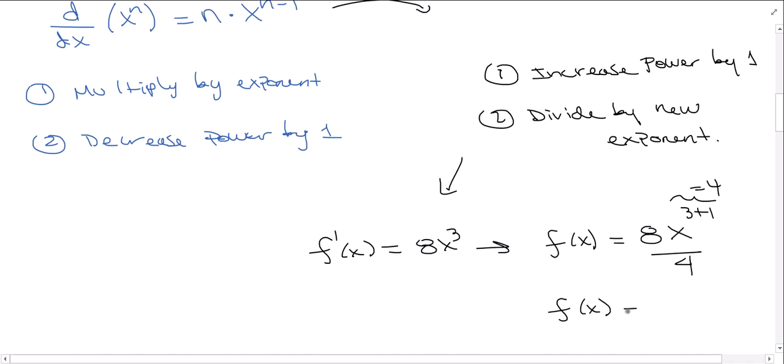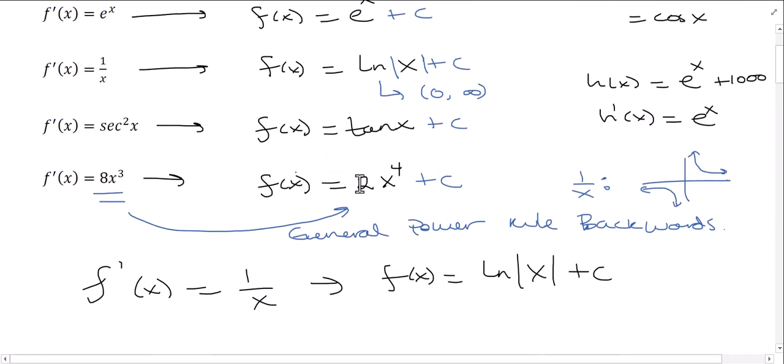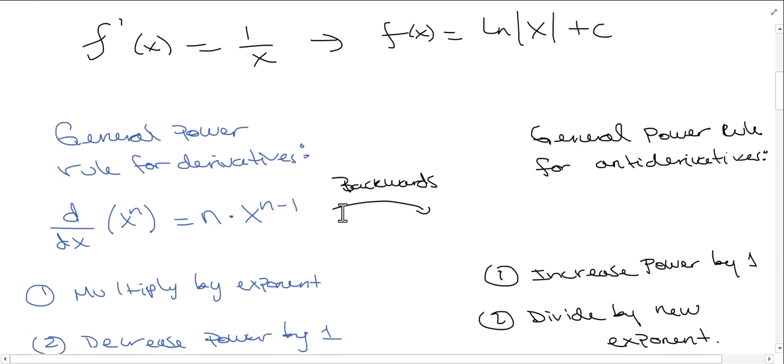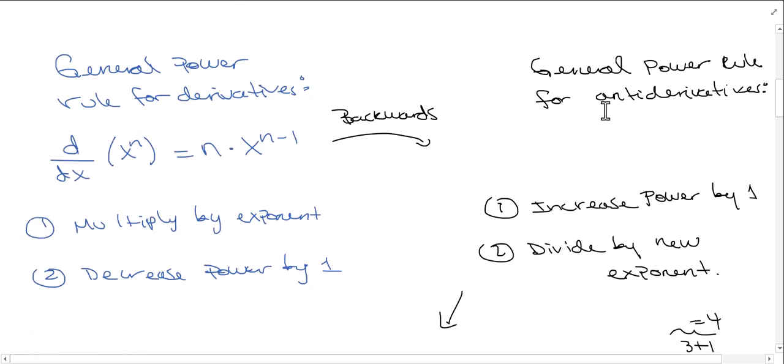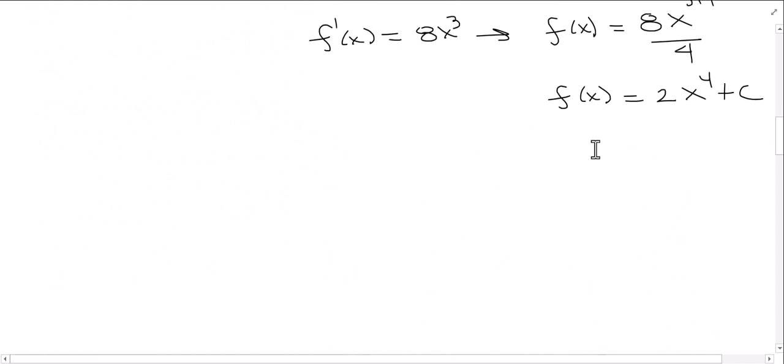So the original function then is 2x to the 4th plus a constant. Don't forget about the plus c. So that's how I got the 2x to the 4 plus c, essentially doing the general power rule backwards. So we have a general power rule for derivatives, and now we have a general power rule for antiderivatives. Let me summarize that.